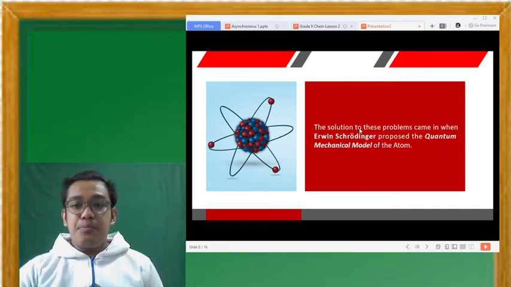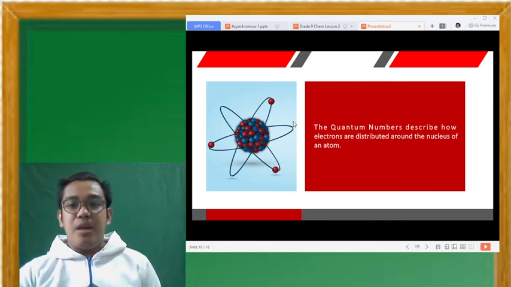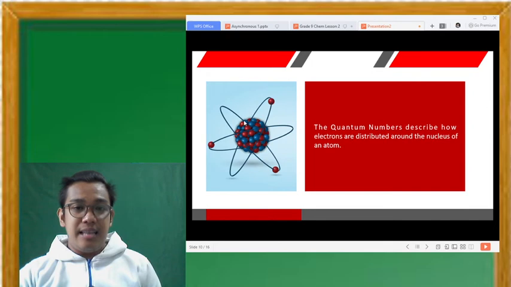The solution to these problems came when Erwin Schrödinger proposed the quantum mechanical model of the atom. What you can see here in this figure: Niels Bohr only used one quantum number in describing the location of electrons outside the nucleus, while in the Schrödinger model he added three more quantum numbers. So the quantum numbers describe how electrons are distributed around the nucleus of an atom. This is the nucleus, and these are the electrons that surround the nucleus.